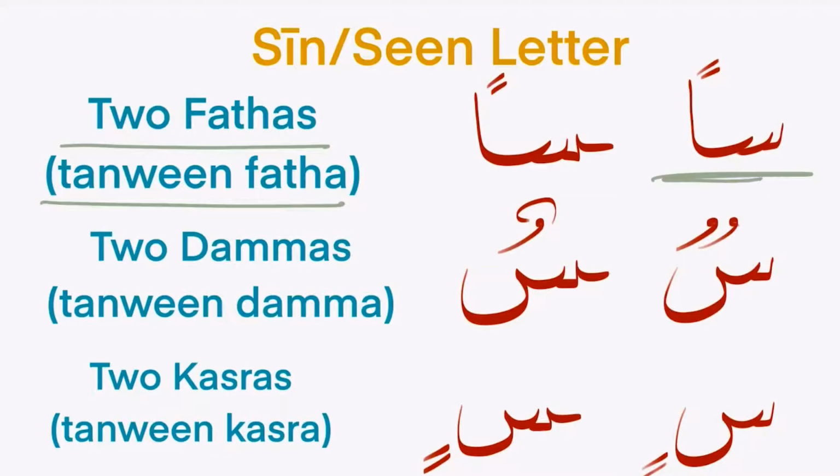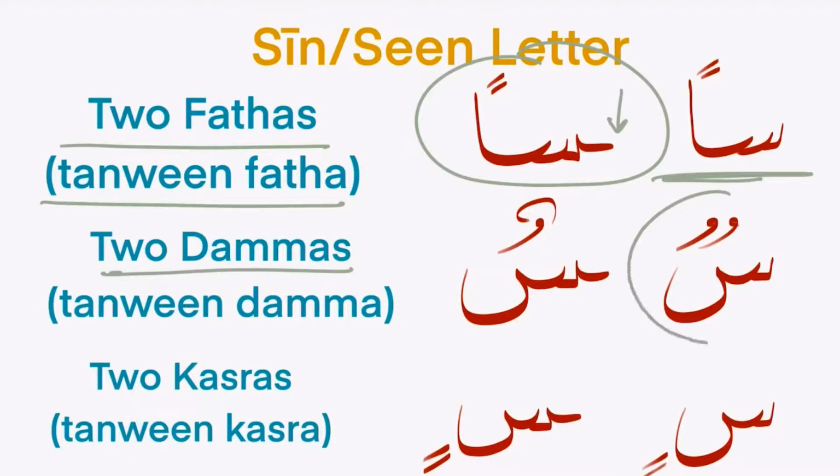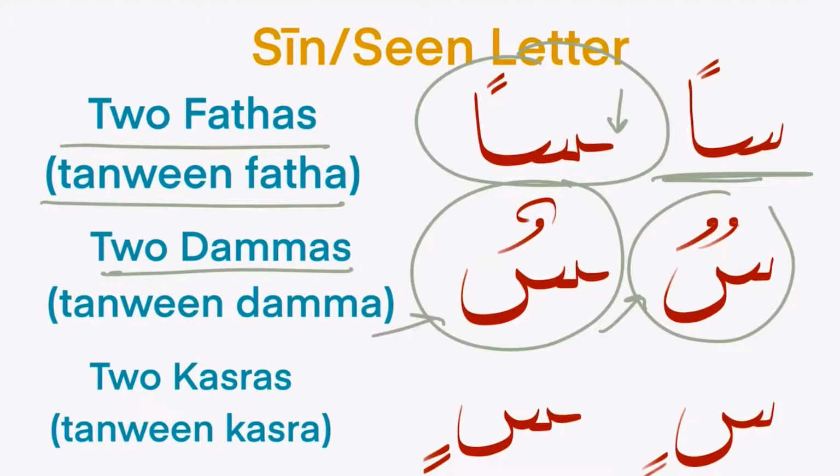San. The seen is attached to a letter before with the two dhammas. Sun. And the seen can only take this shape or this shape when it is at the end of a word. With tanween kasra, sin. Here the seen is attached to a letter before.